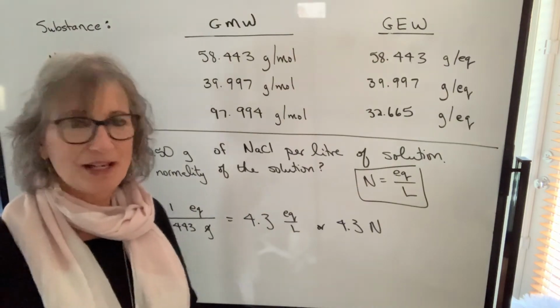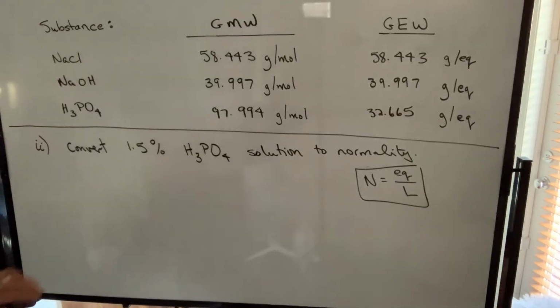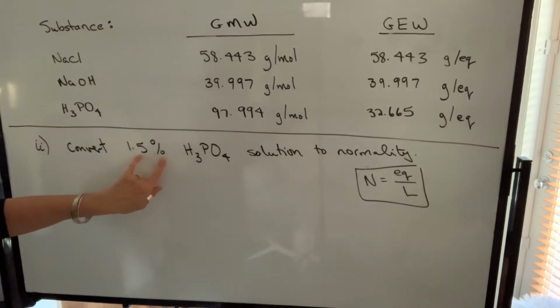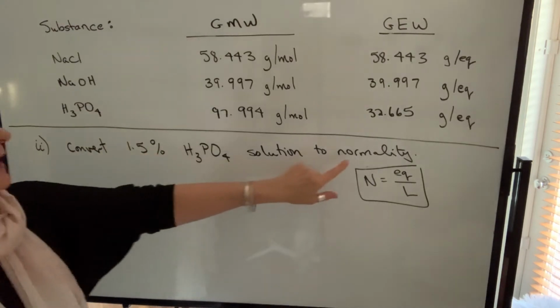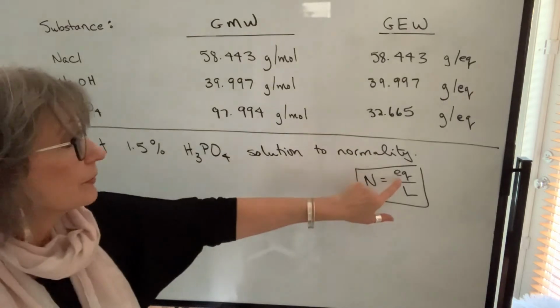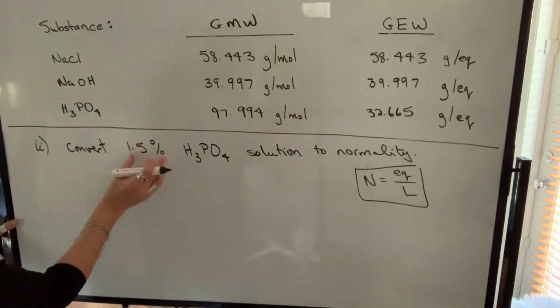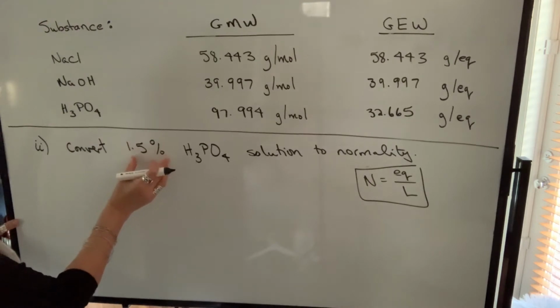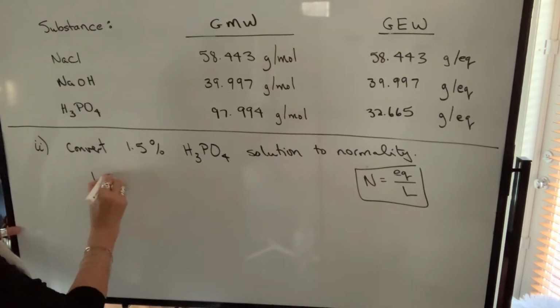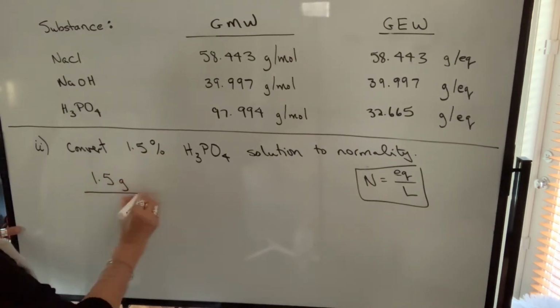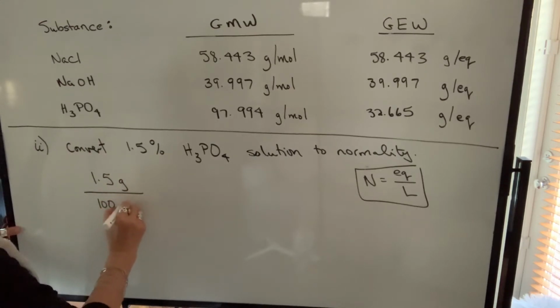Let's take a look at some more examples. In our next example, we're given the concentration of a solution as a percent, and we want to express that concentration as a normality or equivalents per liter. So let's start with what percent concentration means. 1.5% means that there are 1.5 grams of solute in 100 milliliters of solution.